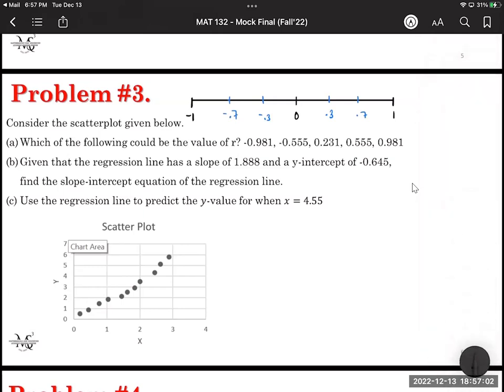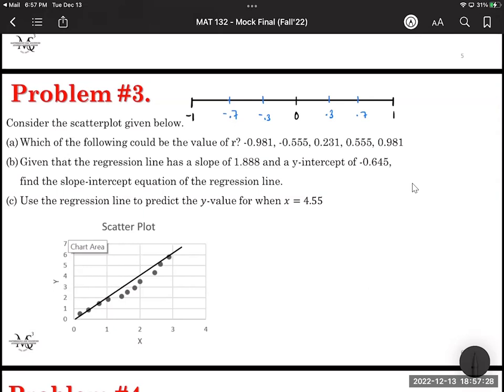If the linear correlations are perfect, then R must be -1 or 1, which is not the case here. If I draw a line from the first point all the way to the last point, you can see that not all the points fall on this line. So therefore, R is not going to be -1 or 1.